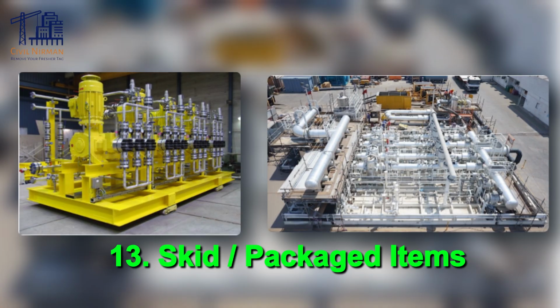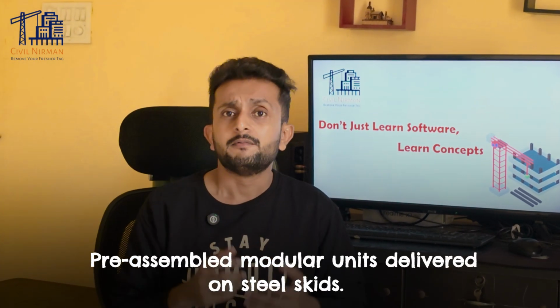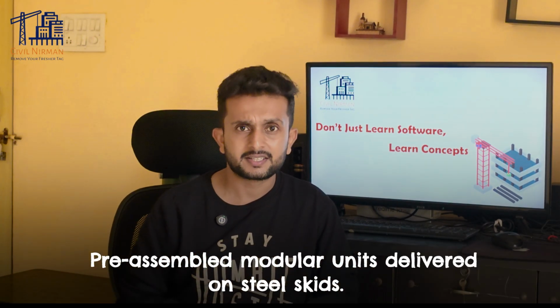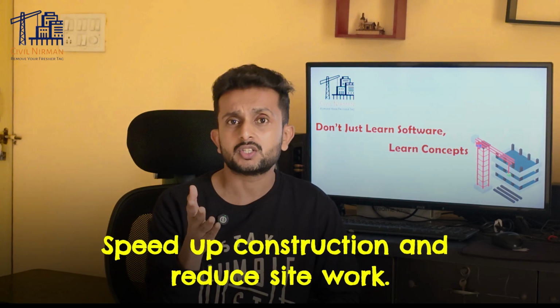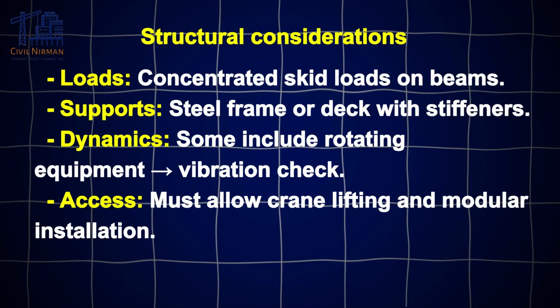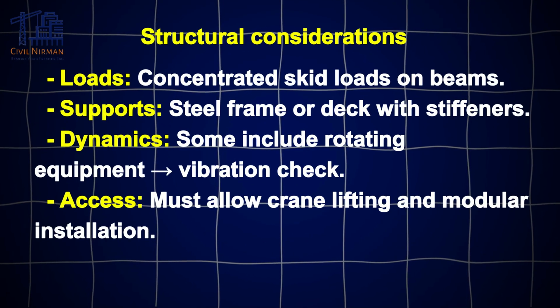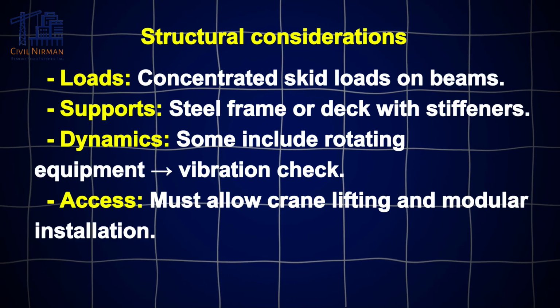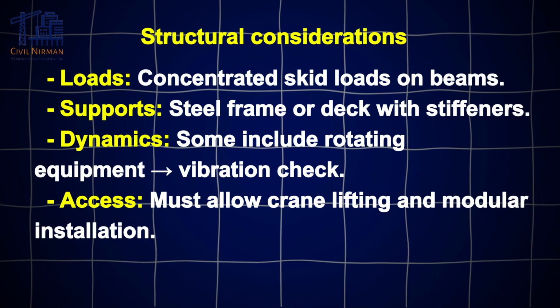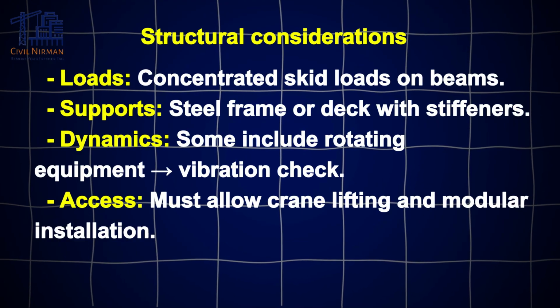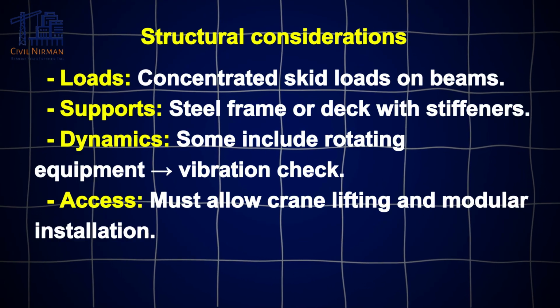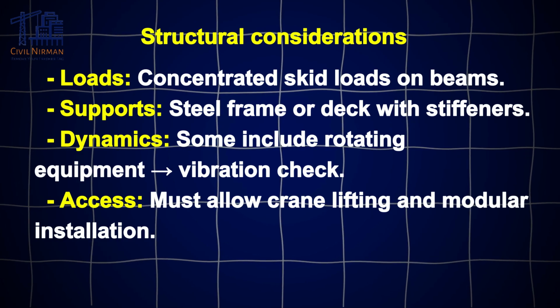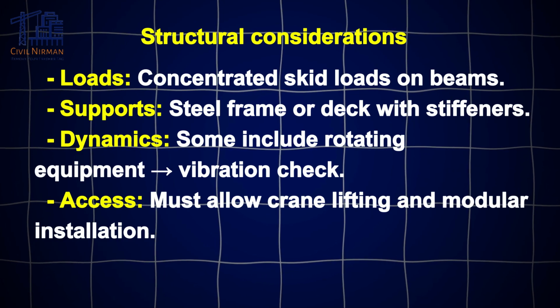On number 13, we have skid and package items. Basically, they are pre-assembled module units which are delivered on steel skids. Why are they important? They speed up the construction and reduce the site work. In case of their structural consideration, all the concentrated skid loads on the beams need to be considered. Usually they are supported on steel frame or deck with the stiffeners. In case of their dynamics, some include rotating equipment and vibration that we need to check during the design part. And for their access, they must allow crane lifting and modular installation.